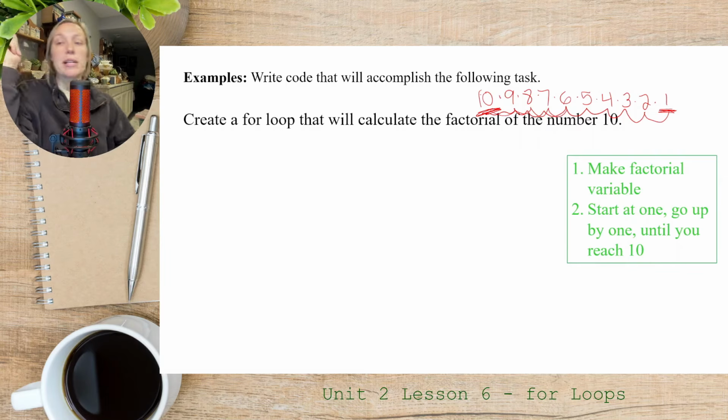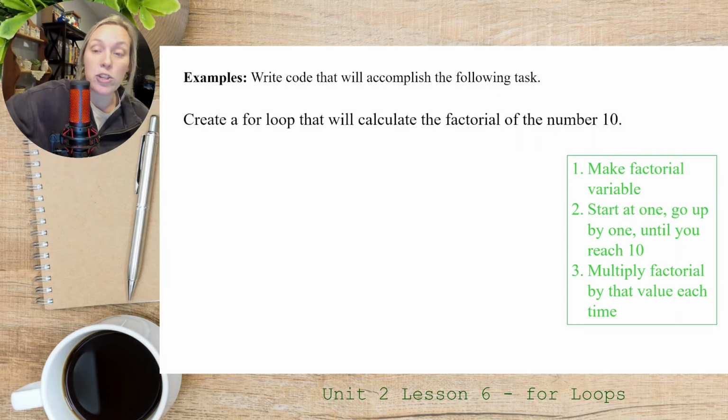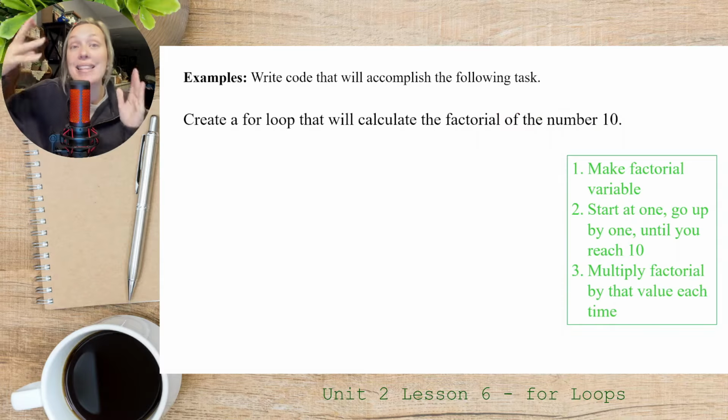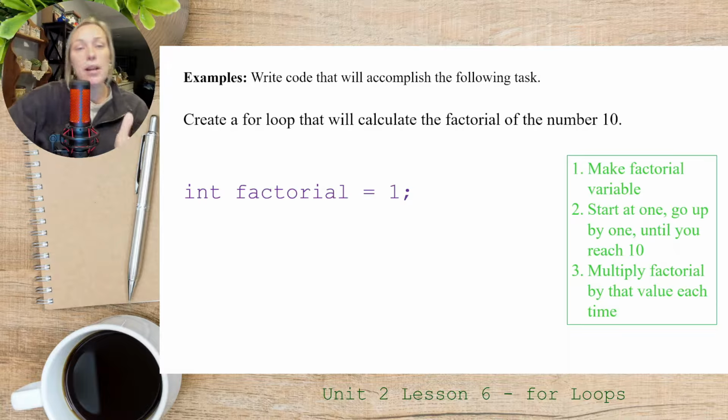I'm going to write code that starts at 1, goes up by 1 until I reach 10. And I'm going to be multiplying my factorial variable by that value I'm increasing by each time, okay? So what that's going to look like, I'm going to have a factorial. I want it to start off at 1 because if it started off as 0, anything times 0 is 0. You guys know this, right? So I gotta start it at 1, okay?